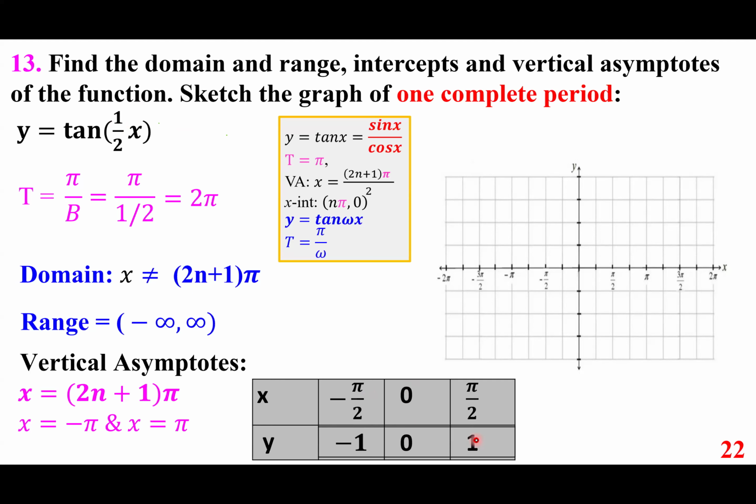And since this is from negative pi and so on, you just plug in. So negative pi over 2, negative 1. Those are the asymptotes, x equals minus pi and x equals pi. These are the points: negative pi over 2, negative 1; 0, 0; pi over 2, 1. Putting them together, that would be the graph of the function y equals tan of 1/2 x.